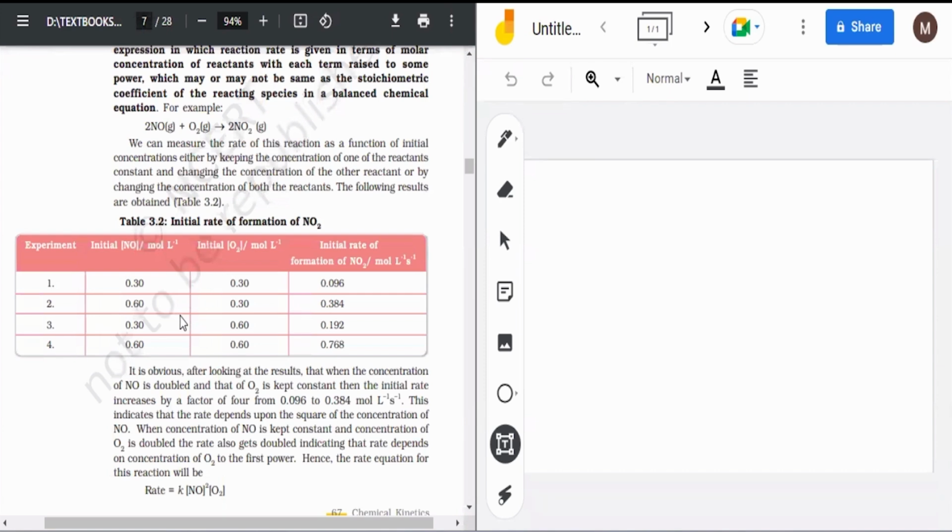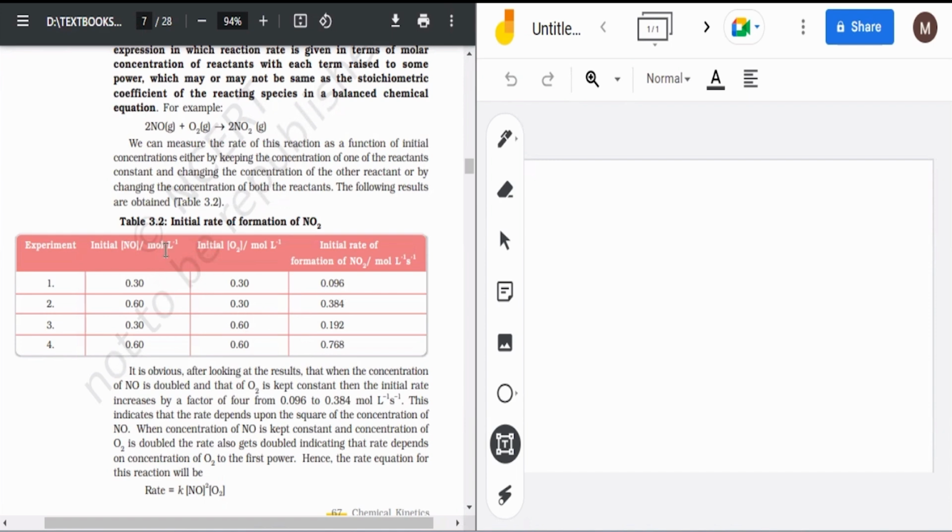And similarly for O2, we will take two same conditions for NO, like 0.60 and 0.60, and here it changes from 0.3 to 0.6, double, but rate changes from 0.384 to 0.768. Matlab it just doubles. So on doubling the concentration of O2, keeping the concentration of NO the same, we are finding that the rate of formation of NO2 is becoming double. So since doubling O2 is also doubling the formation of NO2, it means that it is directly proportional to O2 power 1. So it depends on the single power of O2.